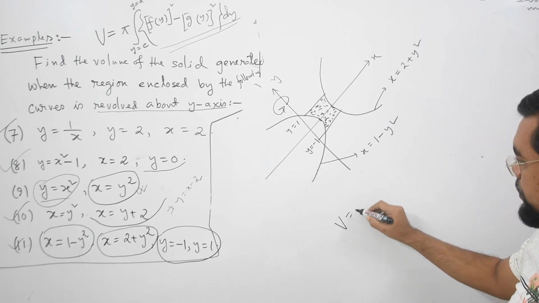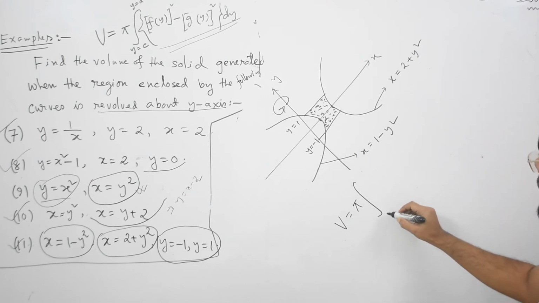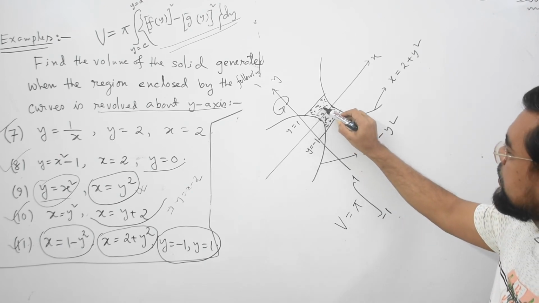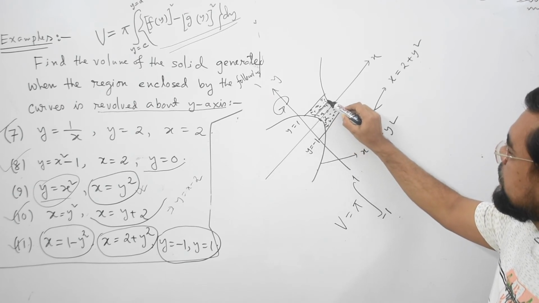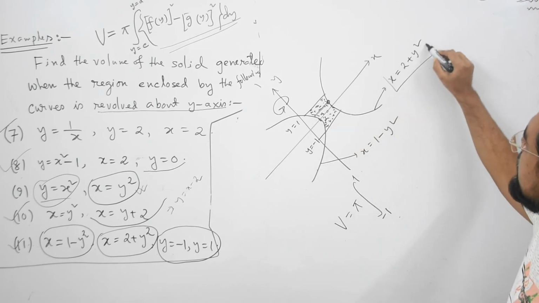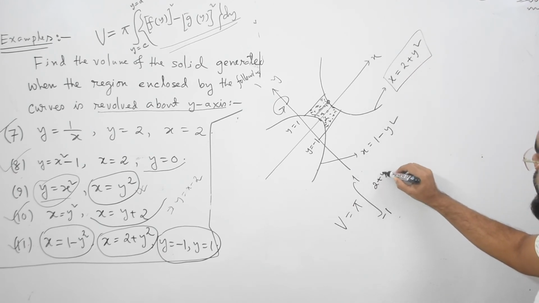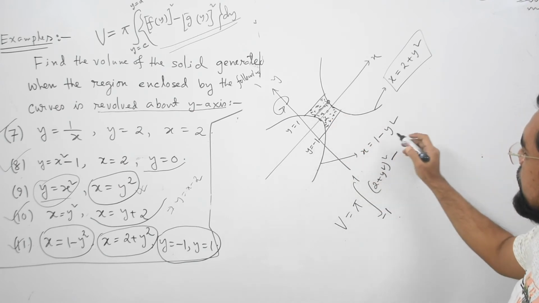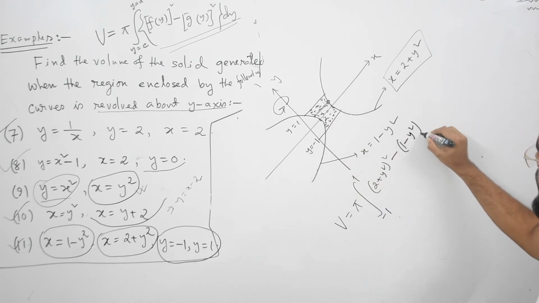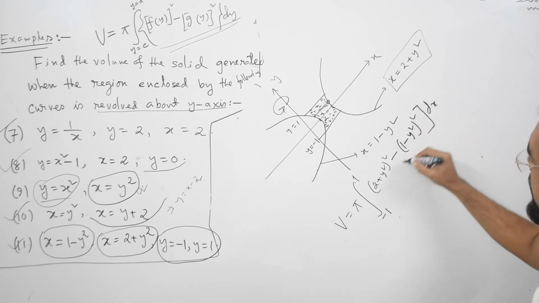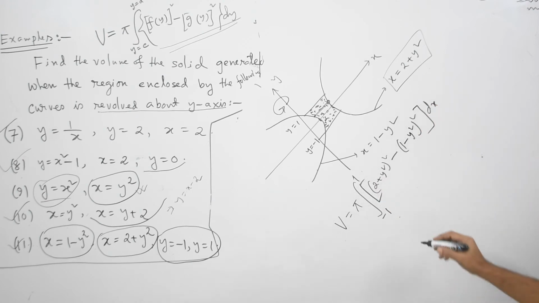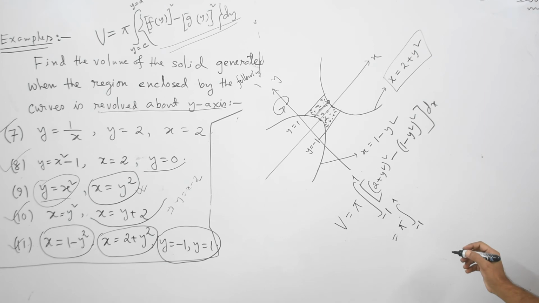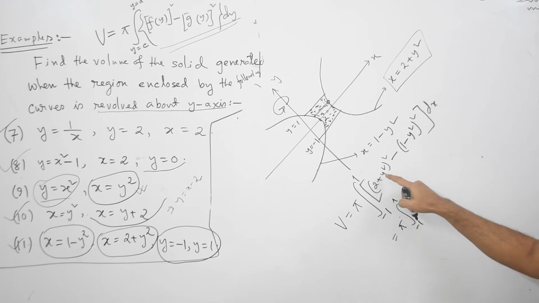So we need to use the method of washers, and the formula is for y equal to minus 1 to 1. If you take a cross section here, the curve on the right one is 2 plus y square, whole square, minus the left one, which is 1 minus y square, whole square, dy. I think you can also simplify this one on your own. Let me first show you something.